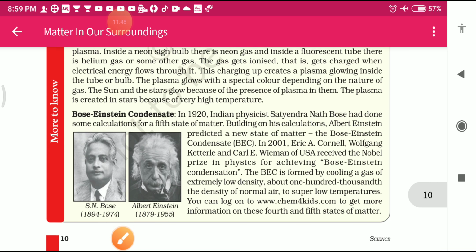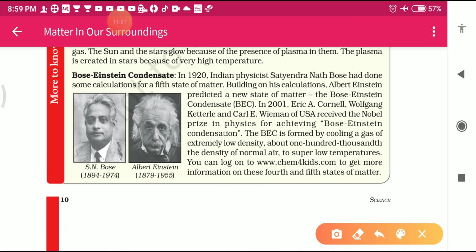Then finally in 2001, the fifth state of matter called the Bose-Einstein condensate was achieved by three scientists. The three scientists' names are given here: Eric A. Cornell, Wolfgang Ketterle, and Carl E. Wieman. They received the Nobel Prize for achieving the Bose-Einstein condensate.